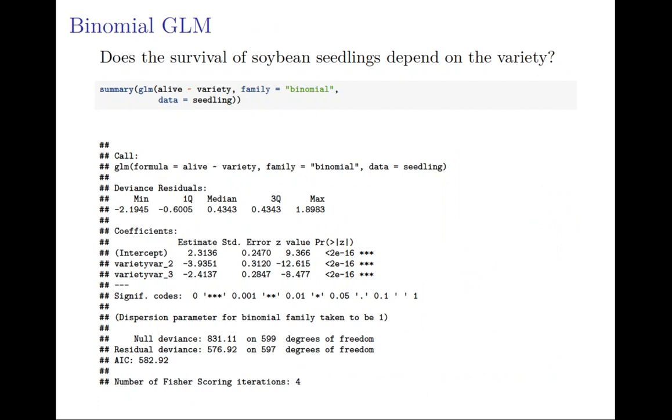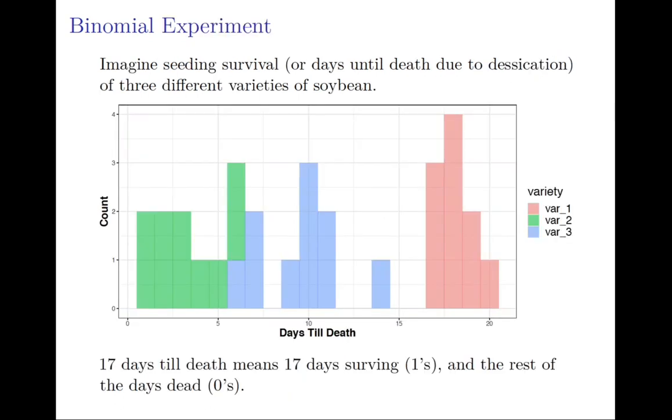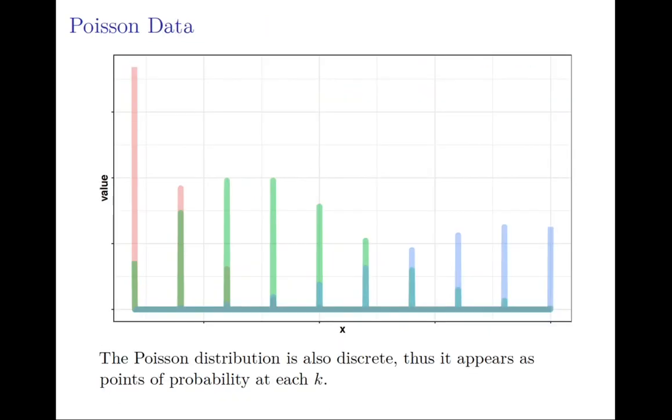And so if you want to actually analyze this data to find out if your survival is a function of the variety of your soybean, to answer the question, does the survival of soybean seedlings depend on its variety? You can use this GLM function, and so your y is a function of your x, the survival, or are you alive or not, is a function of the variety, and you're going to use the family of binomials. And here you can see that, yes, the varieties are really quite different, which is not surprising based on that figure. So another distribution or type of data we could think about is Poisson data.